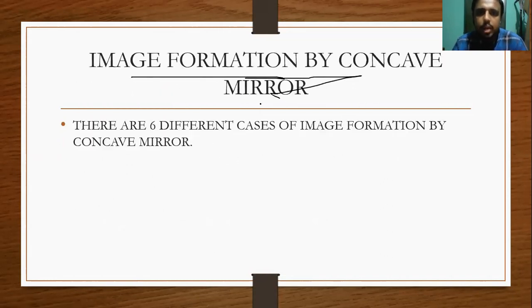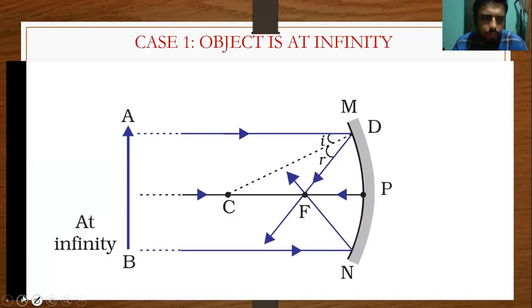Image formation by a concave mirror. There are six different cases of image formation by a concave mirror. The first case is when the object is at infinity.